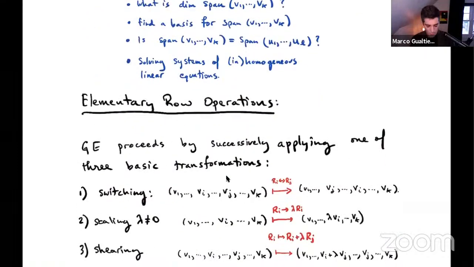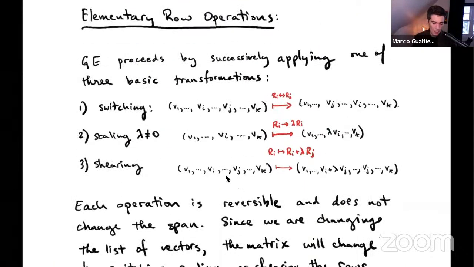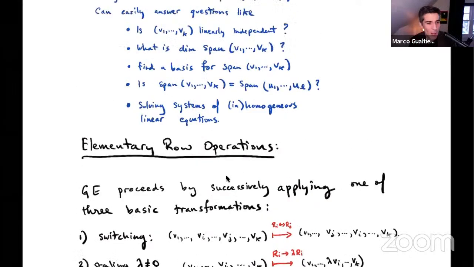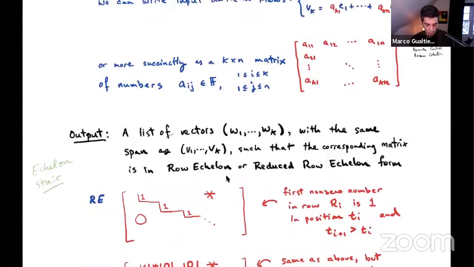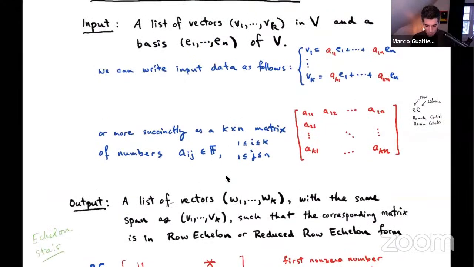So what are the basic moves? The basic moves have a name. They're called elementary row operations. Now, before I tell you what the operations are, think about what we need out of these operations. Let's look at the output. We need the output to be a list that has the same span.